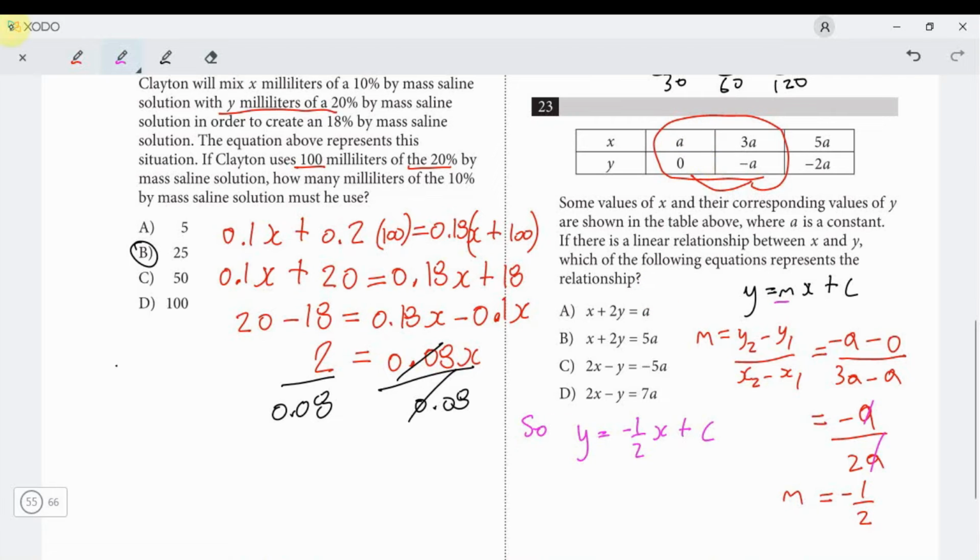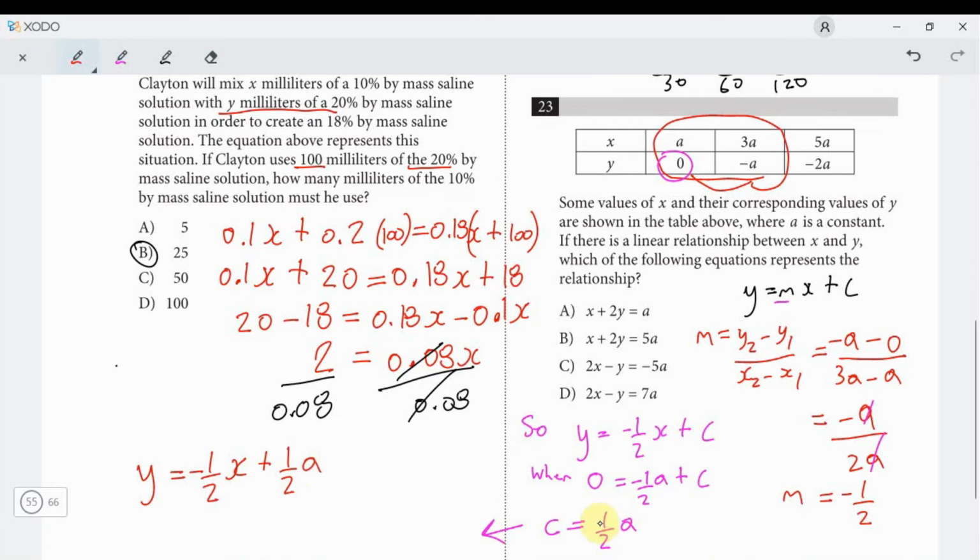But guess what? We can find c because when y is 0, x is a. So when y is 0, we have minus a half a plus c, right? And so to make c the subject, we'll bring minus a half a over to the other side. So c is equal to a half a. Finally, we can go ahead and write down the equation. So the equation then is y equal to minus a half x plus a half a.